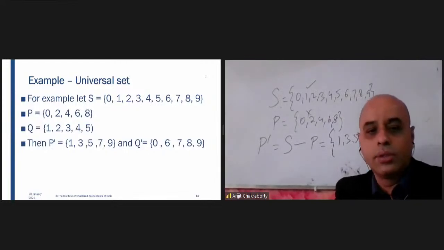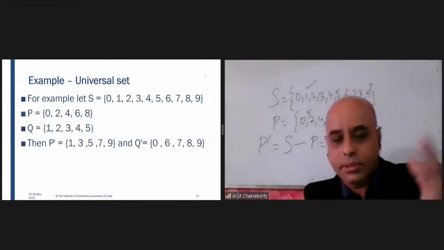Similarly, if you take Q, 1, 2, 3, 4, 5, you can find out Q dash. Just check the slide, you will understand.